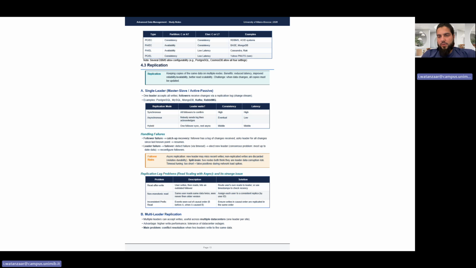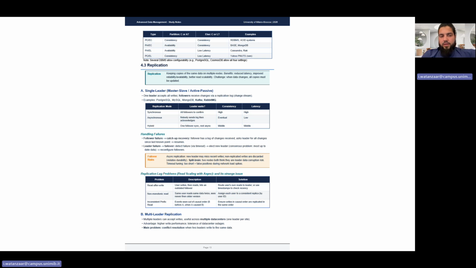So assign each user to a consistent replica by user ID. This is the solution to this problem: we can assign each user to a consistent replica. Based on the user ID, they will be directed to the most up-to-date replica. This is the solution for this problem of the replication lag problem.